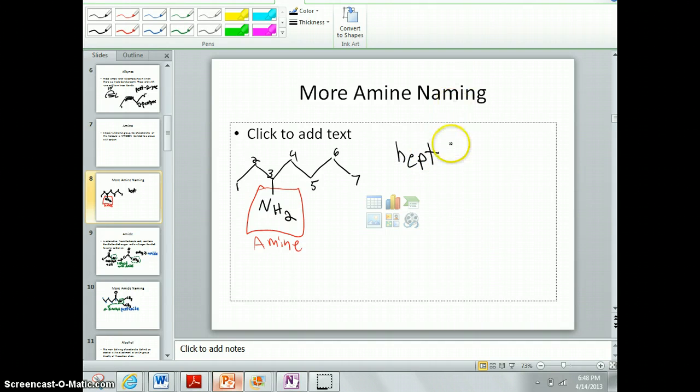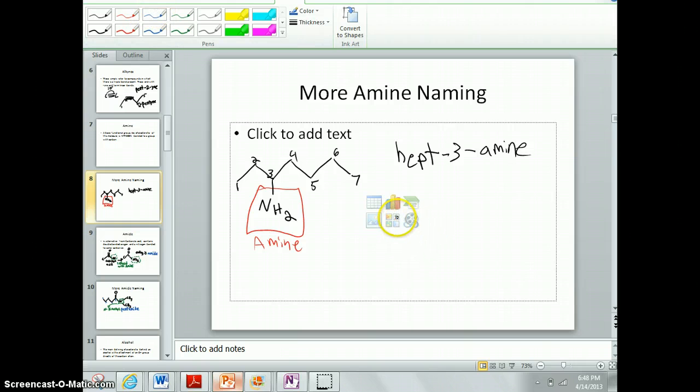And now this is where we have to see which carbon our amine is coming off of. And so we see it's our 3. So it's just simply 3-amine. Right? All right, let's take a look at another one.